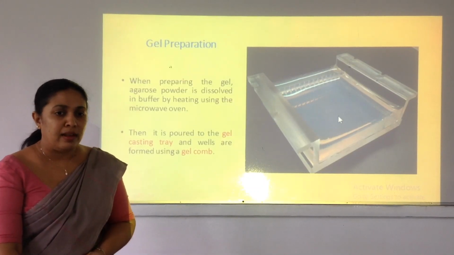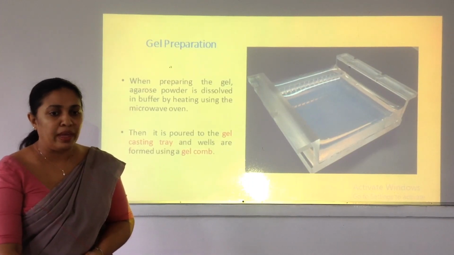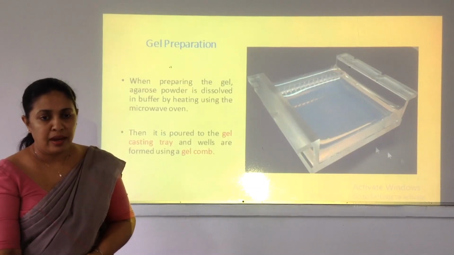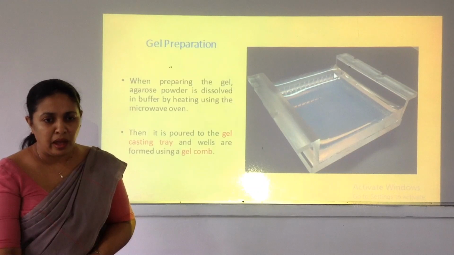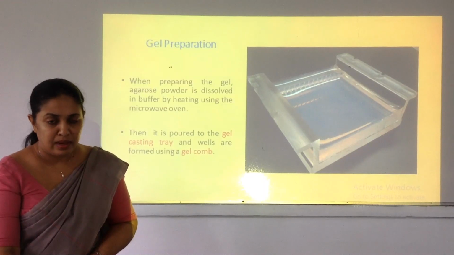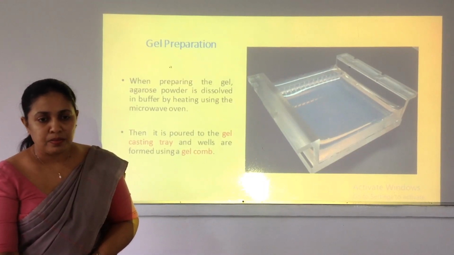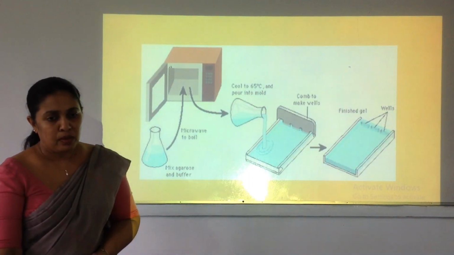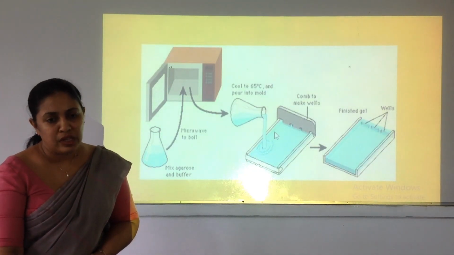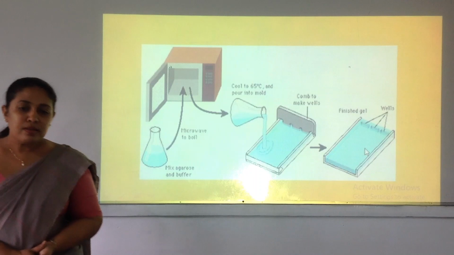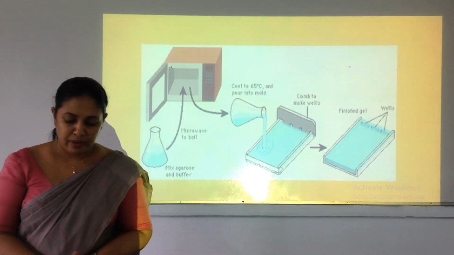And to load the samples, there should be some pores. To form the pores, a gel comb is inserted. Here you can see small wells, but the gel comb is not there. It is just like a comb, inserted before the gel is solidified. So this is the overview of the first step. The gel is dissolved in the microwave oven, poured into the gel casting tray, and the comb is inserted here, and the wells are formed here, and we have to allow it to solidify for about 20 to half an hour.